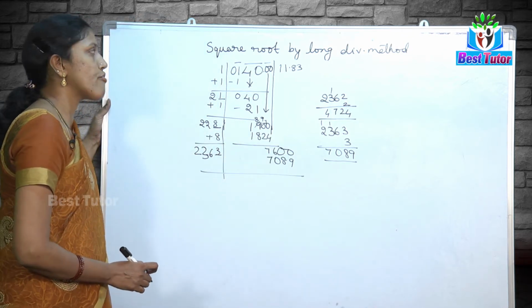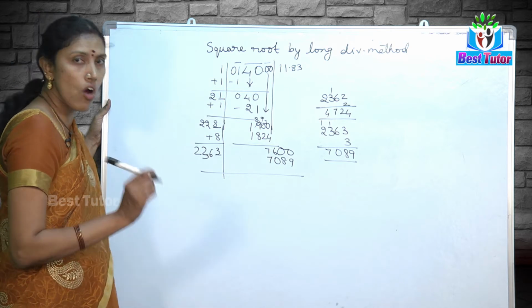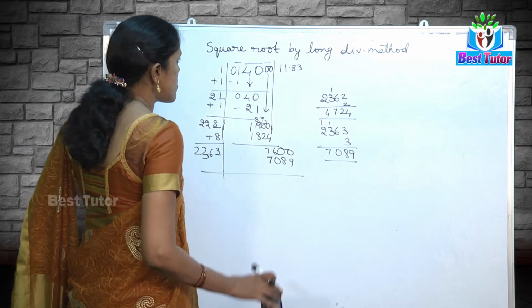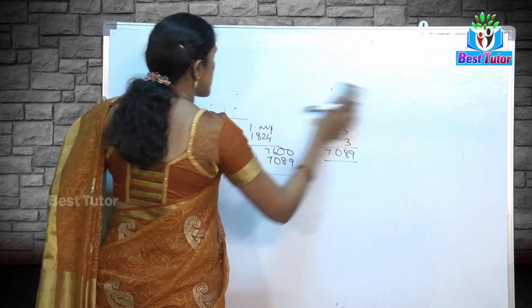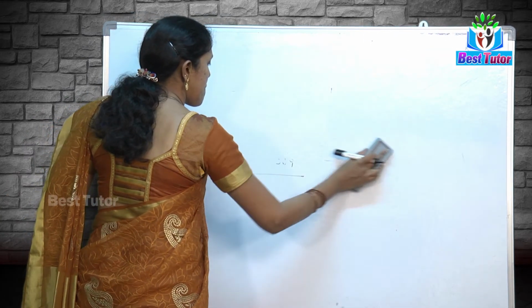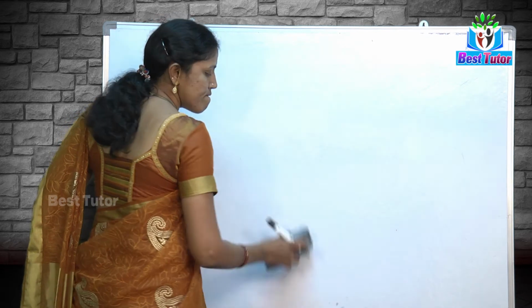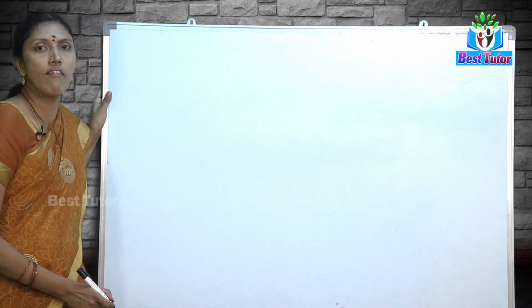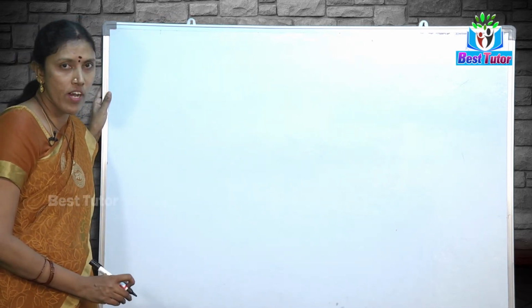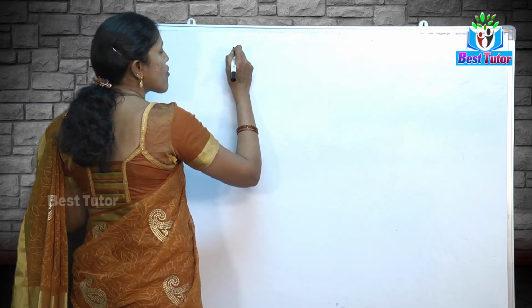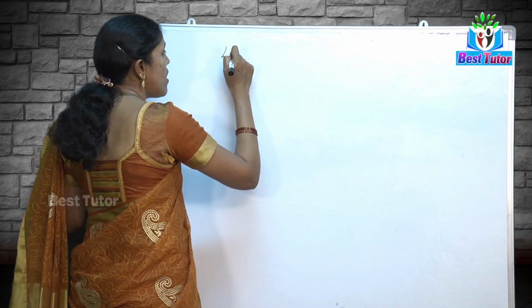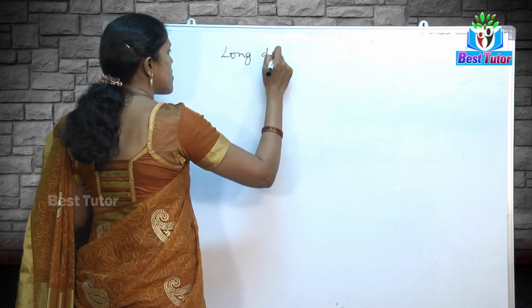7089. I continue. This is going to be a continuous procedure. This is the way we are going to find out the square root of a non-perfect square using the long division method. So let us quickly recap what we have learnt in this video. In the earlier videos, we have learnt how to find the square root of a given number using the prime factorization method. In this video, we have learnt how to find the square root of the given number by the long division method.